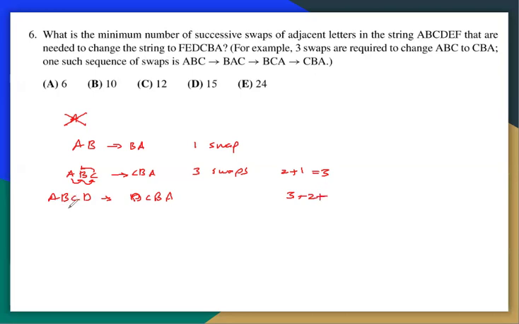And for B, we need to get this to be here, right? So you can just get one move. So that should be one more move. So that will be 6 moves. So this is what we have. It looks like we have 6 swaps for this one.